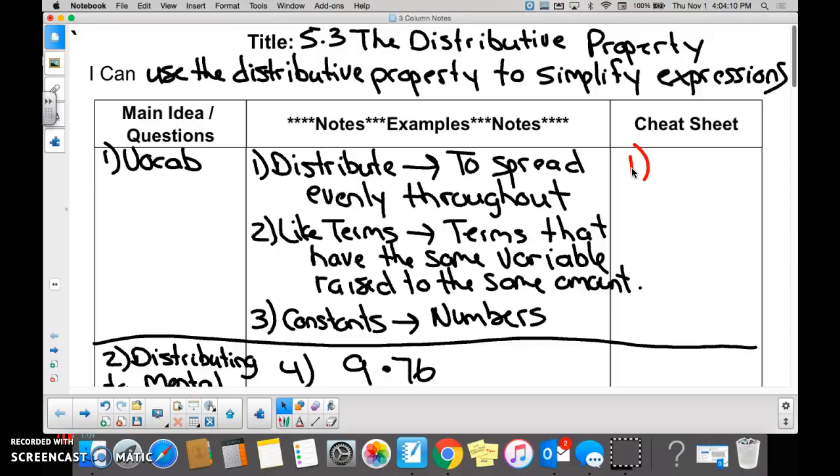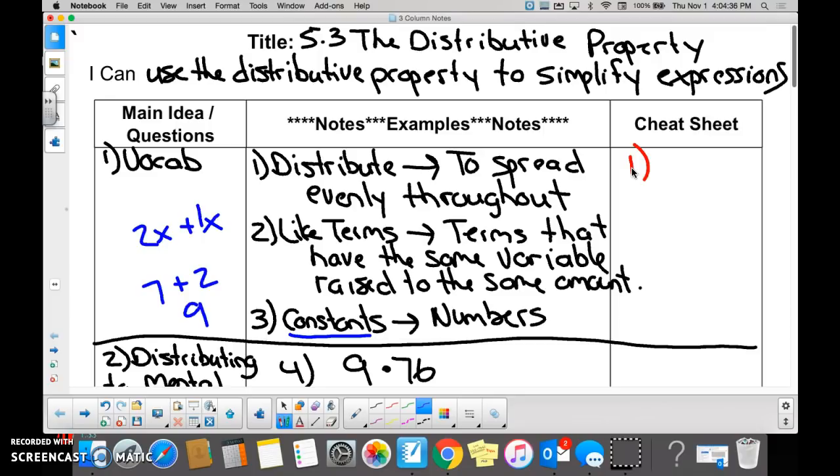Like terms would be terms that have the same variable raised to the same amount. So for example, a like term would be 2x plus x. This is really 1x, so we are talking about 3 x's here. We also could call constants like terms, and constants are simply numbers. For example, if you have 7 plus 2, you can combine them to make 9.